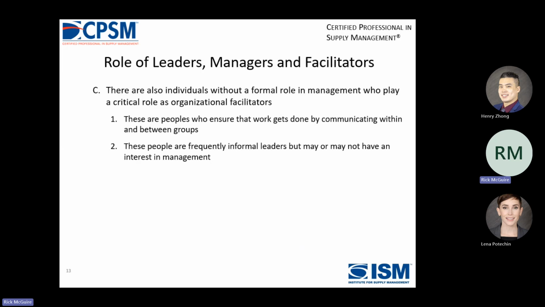module. Role of leaders, so there are also individuals without a formal role in management who play a critical role as facilitators. People who ensure that work gets done by communicating within and between groups. And these people are frequently informal leaders, but may or may not have an interest in management. So you've got formal managers and you've got informal managers.